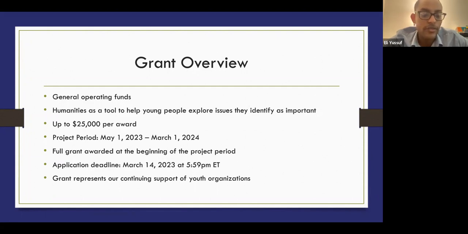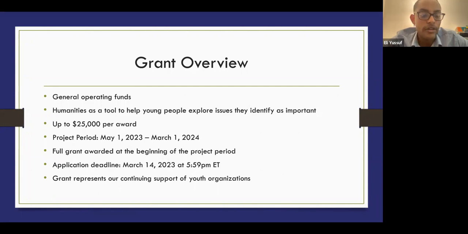This grant is intended for nonprofit, predominantly youth-serving, humanities-based organizations, specifically those organizations that use the humanities as a tool to help youths aged 11 to 19 explore issues they identify as important and relevant to their lives. So that could be like an organization working to increase civic engagement among youths, improve critical thinking or writing skills, just for a few examples, and totally not an exhaustive list.